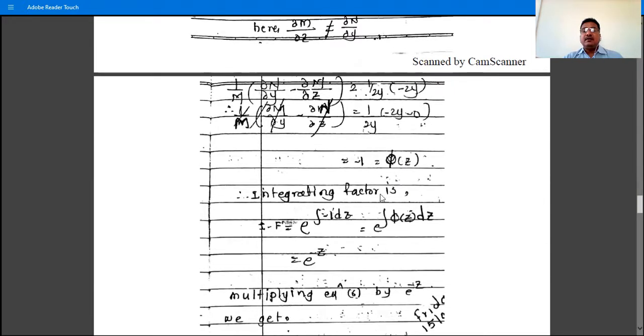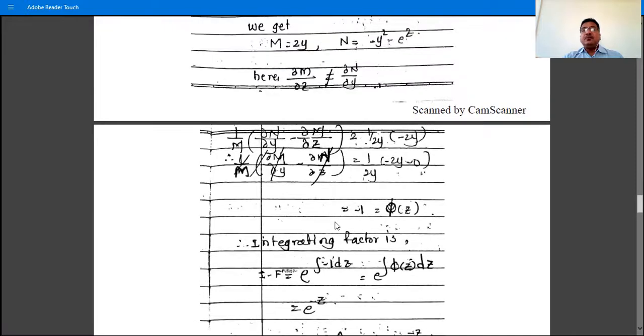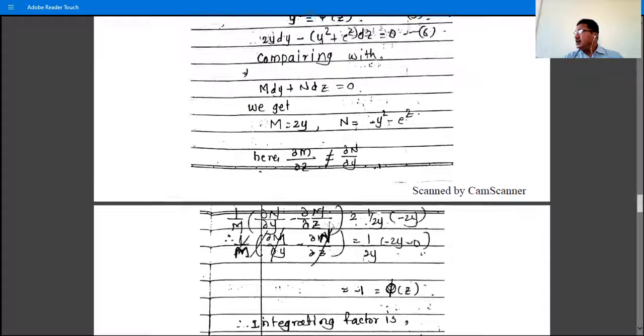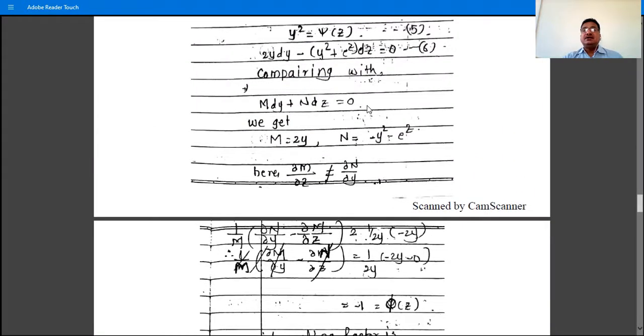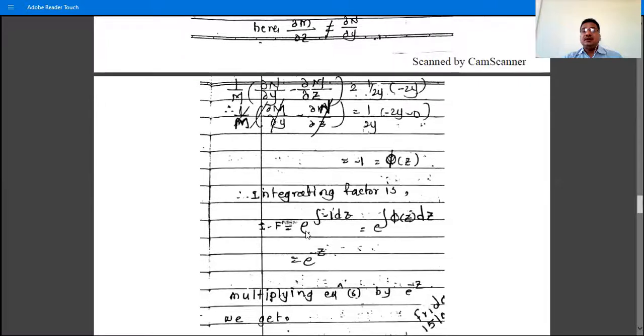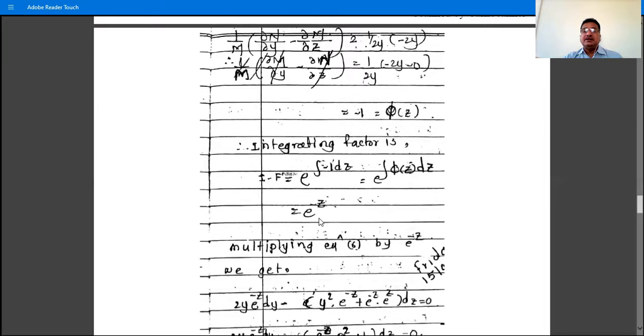And therefore we find the integrating factor I is equal to e raised to integral of minus 1, that is phi(z) dz. So convert the theory of M dx + N dy to M dy + N dz = 0. So actually the integrating factor is e raised to integration phi(x) dx or phi(y) dy. So here phi(z) dz. So phi(z) is minus 1, and this is the general formula. Then integration of minus 1 is minus z. e raised to minus z is the integrating factor.